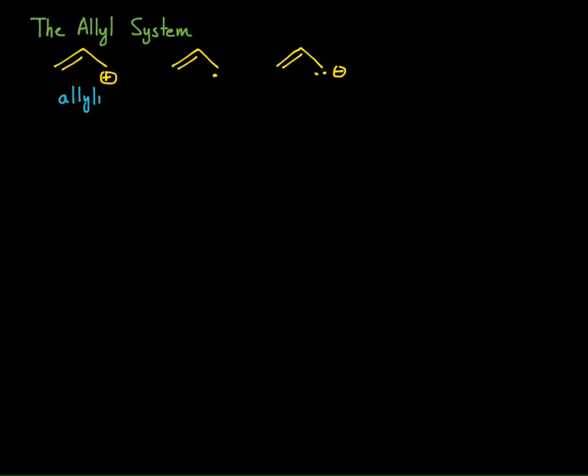In this video, we're going to explore the allylic system. What I mean by that is simply looking at scenarios in which we can produce either allylic cations, allylic radicals, or allylic anions.